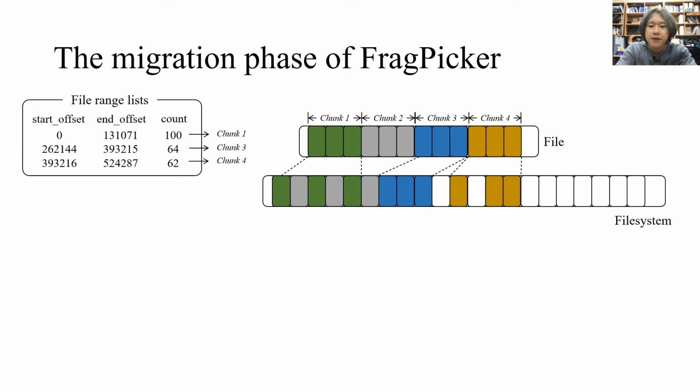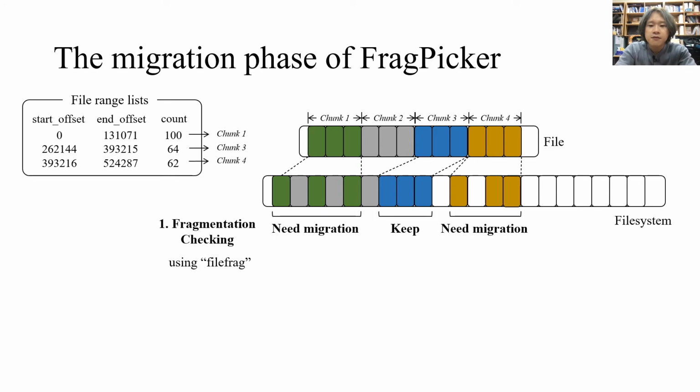The migration phase utilizes the profile range list that is obtained from the analysis phase. First, FragPicker performs fragmentation checking towards each chunk in the file range list. Here, chunk 1 and chunk 4 are fragmented, so they need migration. However, the third one is actually contiguous, so migrating it creates unnecessary writes without any performance gain. So, FragPicker keeps this as it is.